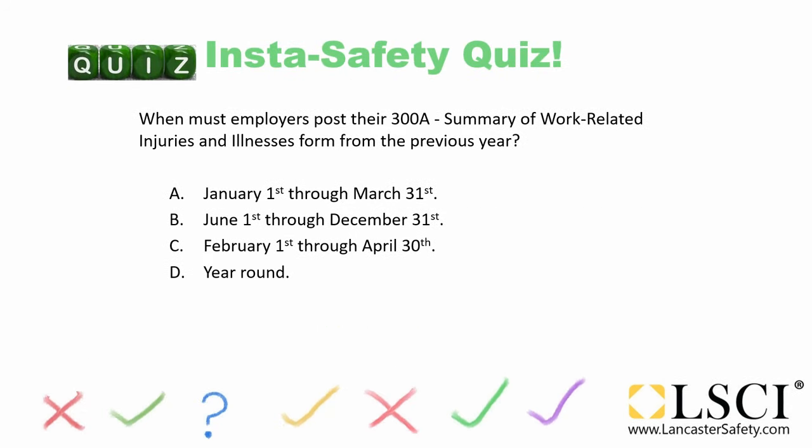All right, so let's take a break for a quick Insta safety quiz. When must employers post their 300A forms from the previous year? Now, this is an important question, so if you're not sure of the answer, make sure to write it down. Is it A, January 1st through March 31st? B, June 1st through December 31st? C, February 1st through April 30th? Or D, year-round? You can put your answers below in the chat box.